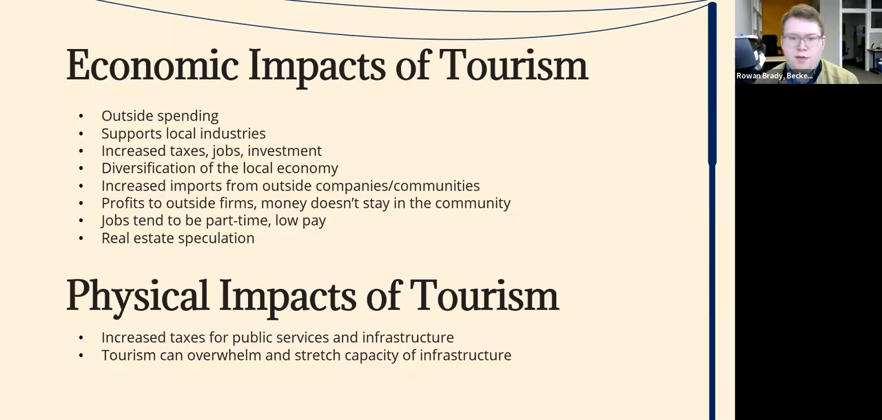So moving into some specific impacts of tourism, especially the impacts that intersect with the planning field, we've listed some economic and physical impacts of the tourism industry. Most of these are outlined in the guide previously mentioned. So for the economic impacts, the tourism industry brings outside spending into the local community, meaning that people who come to visit Traverse City spend money that's earned elsewhere, bringing dollars into the community, circulating more money in our local economy.